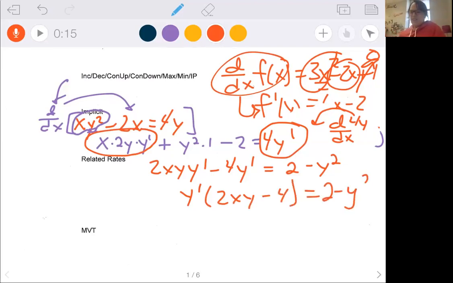This was fun. Isn't this fun? I love derivatives. You can tell I like them so much more than limits. But limits are necessary. I get that.